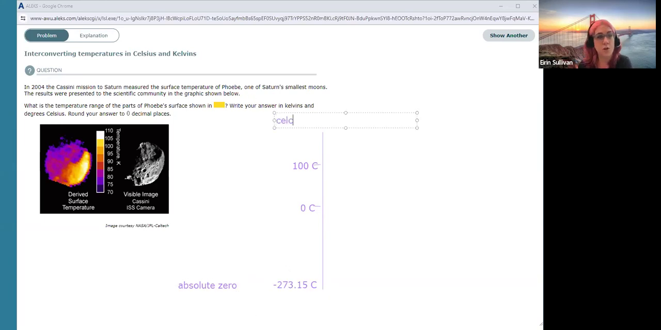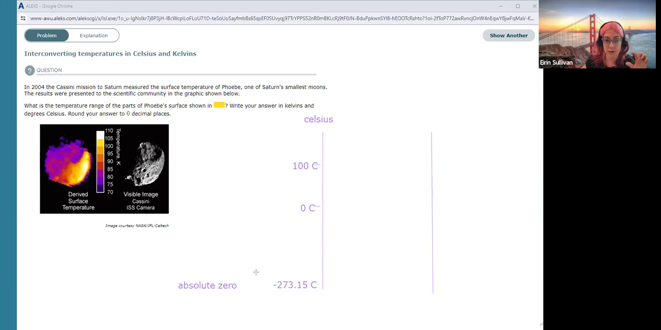So the size of a degree in the Celsius scale is the same, but the starting point is different on the Kelvin scale because it gets rid of those pesky negative numbers. So when you're actually doing calculations, it is, to be frank, a little bit annoying if you've got negative numbers in there. And a lot of temperatures in Celsius have a negative number associated with them.